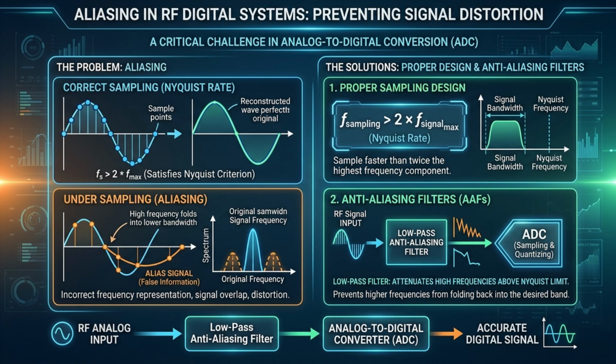Aliasing is one of the most critical problems in RF digital systems, and it must be prevented using proper sampling design and anti-aliasing filters before analog-to-digital conversion.